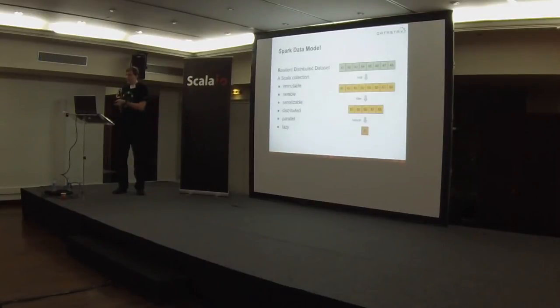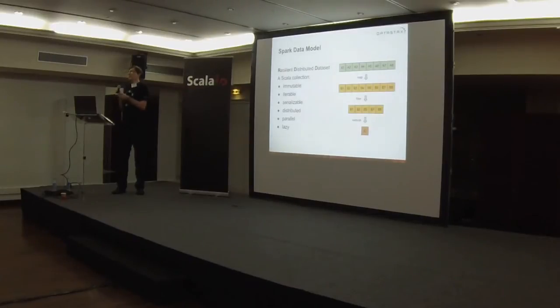But Spark has a different model. It is just a collection of objects, and it doesn't define what an object is. You can store any item that is serializable. So it can be a Scala tuple, it can be a Scala case class object. What's nice about those collections is that they are immutable, they are serializable, they are also distributed.